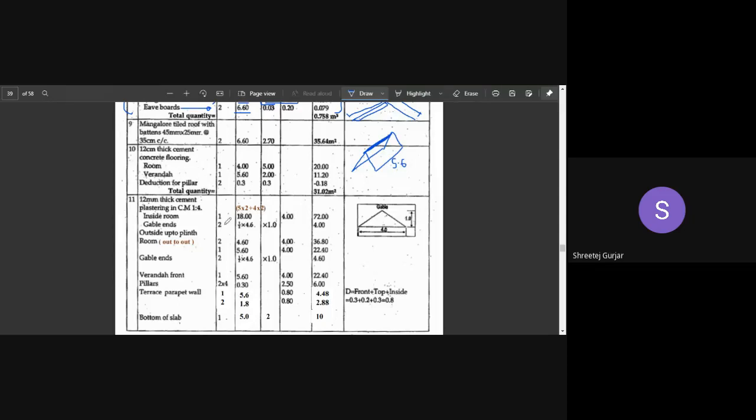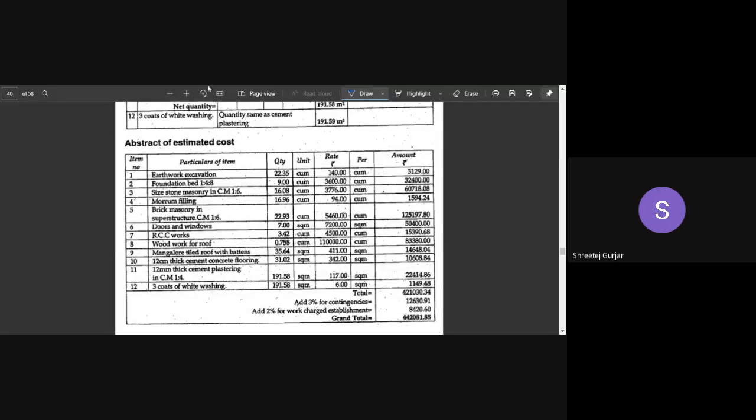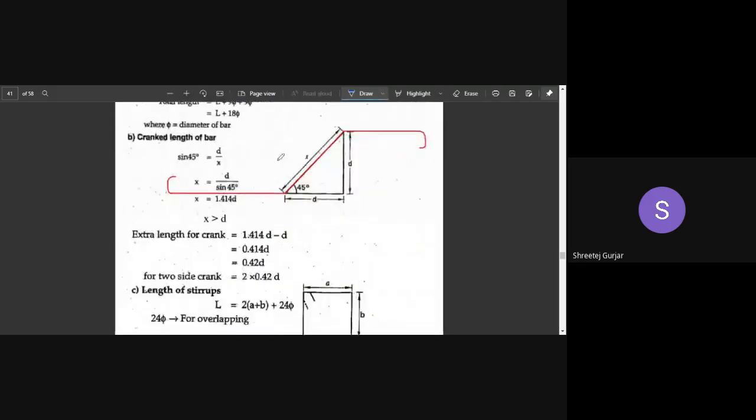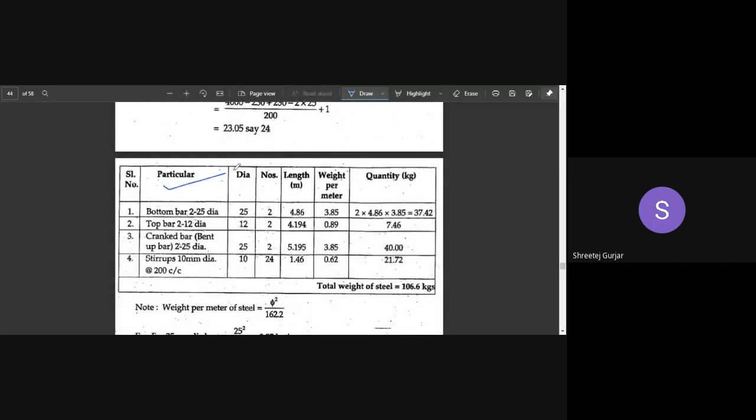So I think this is your last numerical regarding your calculation of quantities, right? After this, we will look into how you calculate the reinforcement. How do you calculate the total reinforcement which is required? You have to produce your bar bending schedule, right? So this is how you produce it. So we will look into how you produce your bar bending schedule.